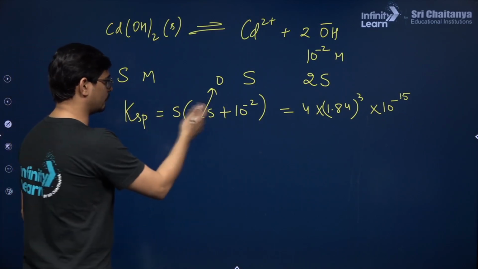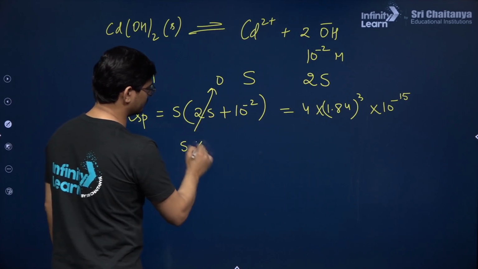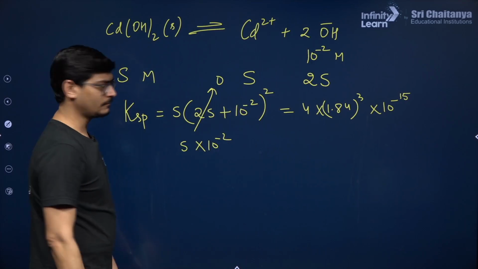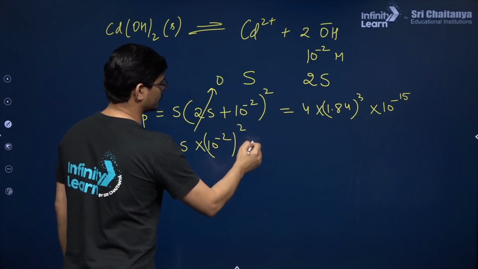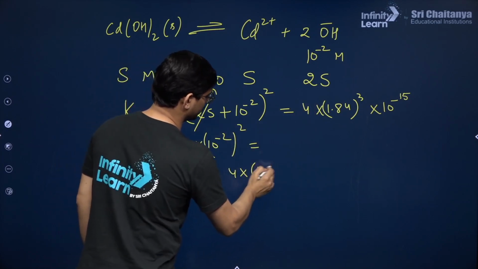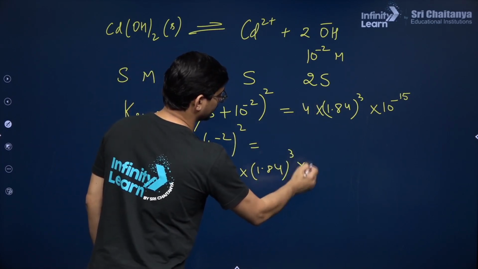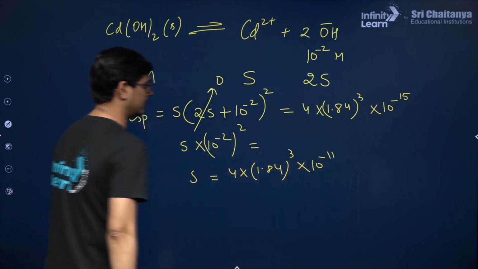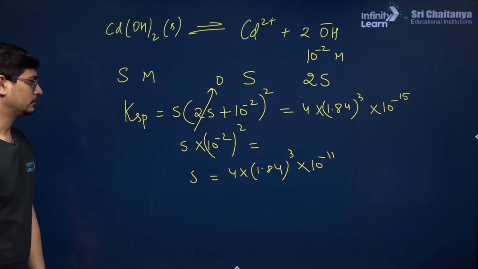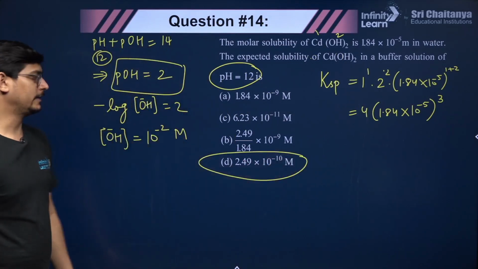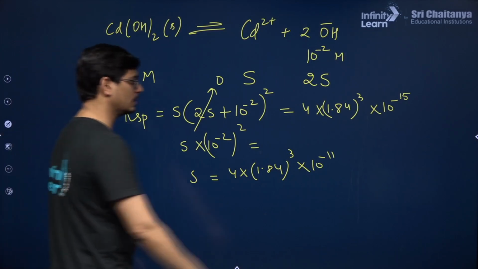So what happens here? S into 10 raised to the power minus 2, and because there is a coefficient 2, we will put it squared, right? So 10 to the minus 2 squared is this number, and now we can solve it. This is 4 into 1.84 cubed, 10 to the minus 4 plus 4 minus 11, right? You can solve it, 1.8 into 10 to the power 20, you will get this as the correct answer, right? 2.49 into 10 to the minus 10 molar. That will be the molar solubility.